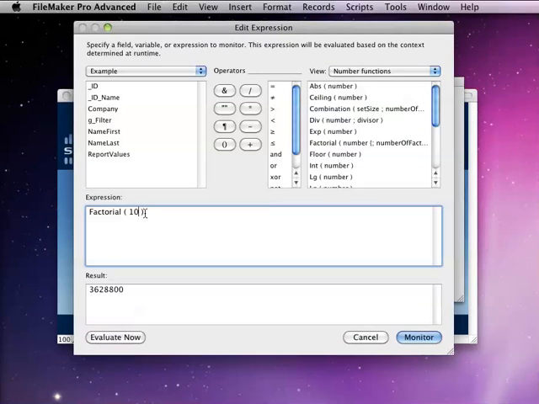But the factorial function allows you to tell how many iterations down you want to calculate. So for example, we can say factorial 10 colon 3, and that's going to give us 10 times 9 times 8, which is 720. And that's the factorial function.